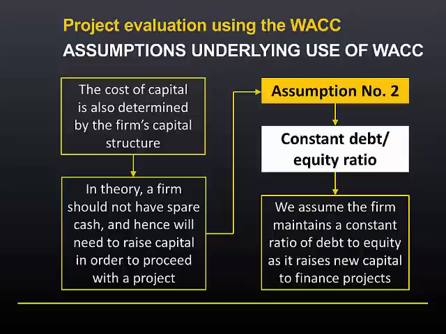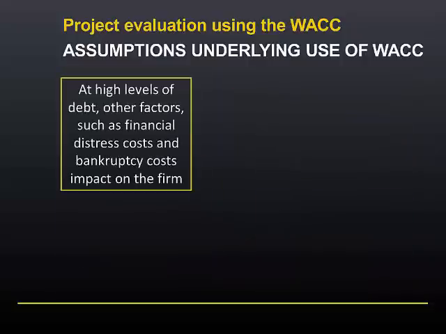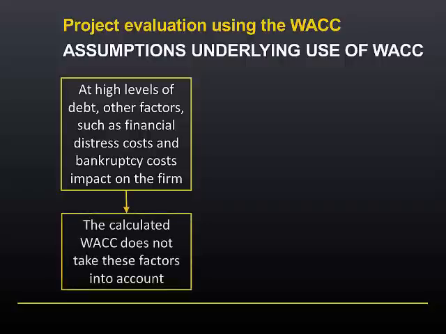The third situation arises from the fact that at high levels of debt, there are other factors other than the debt holder's required rate of return which impact on the firm, such as financial distress costs, extra costs to the firm if it's under financial distress, and bankruptcy costs. The weighted average cost of capital that we've been calculating does not take these factors into account. It is based purely on the debt holder's required rate of return and, of course, the tax rate.